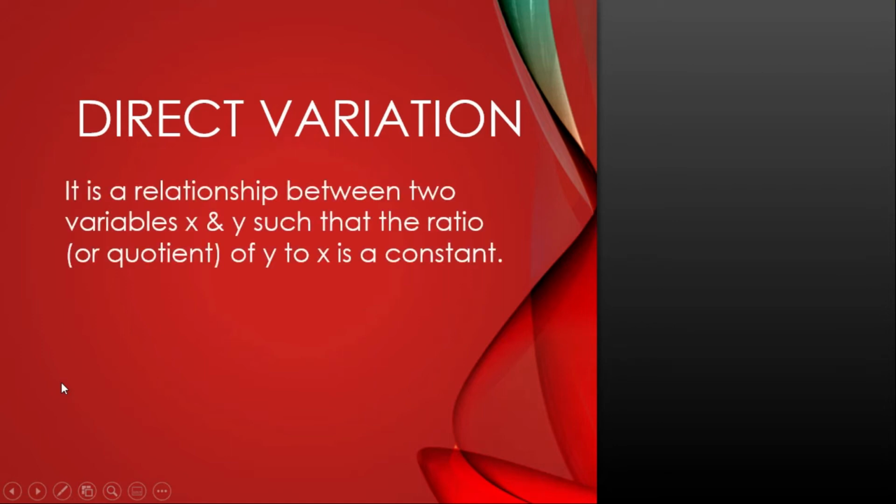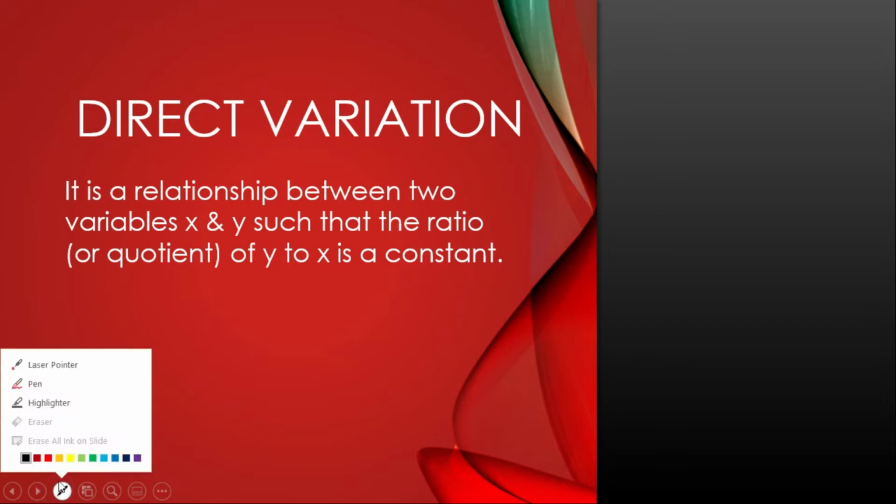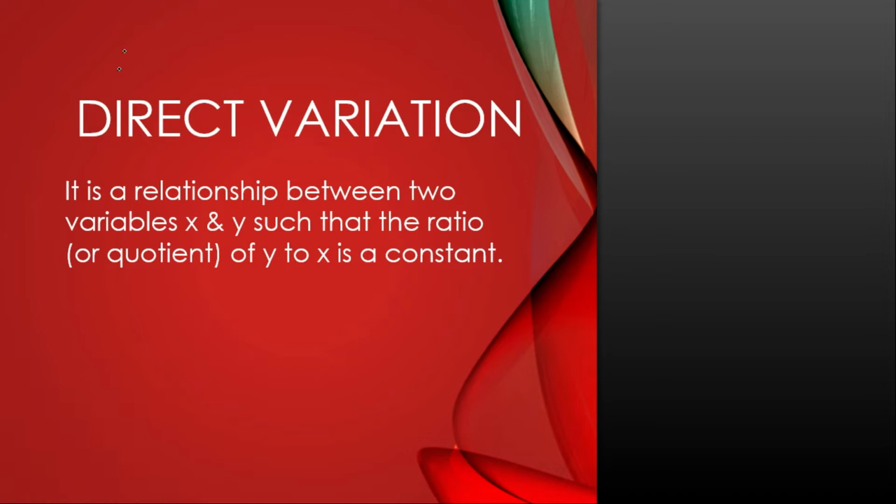In direct variation, it is a relationship between two variables, x and y, such that the ratio or quotient of y to x is a constant. So ano meaning nun? Kapag meron kang x and y at yung value ng x mo ay nag-increase, yung value rin ng iyong y will also increase. At kapag yung value ng x mo will decrease, yung value naman ng y mo will also decrease.